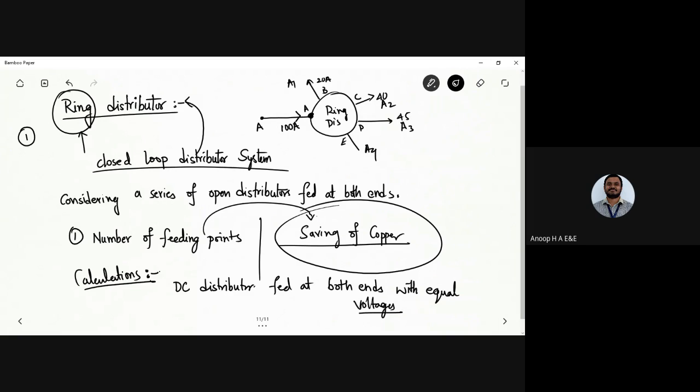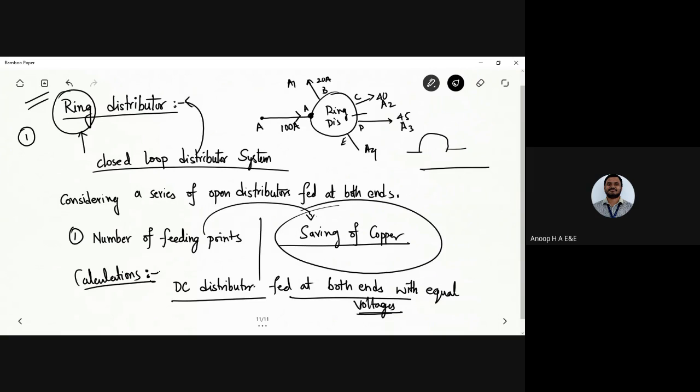All right, so this is how we are going to approach the calculations. It is more or less like cutting at one end. If I make a circle and cut it, taking the circumference of the circle, and then stretch it, it would be a straight line. That is what I meant here for a ring distributor system.